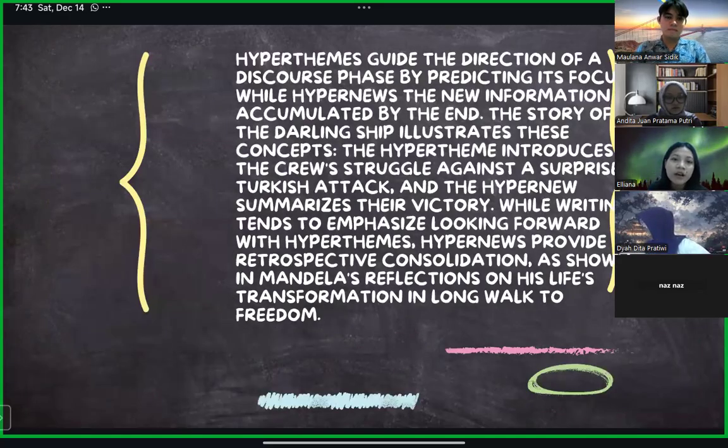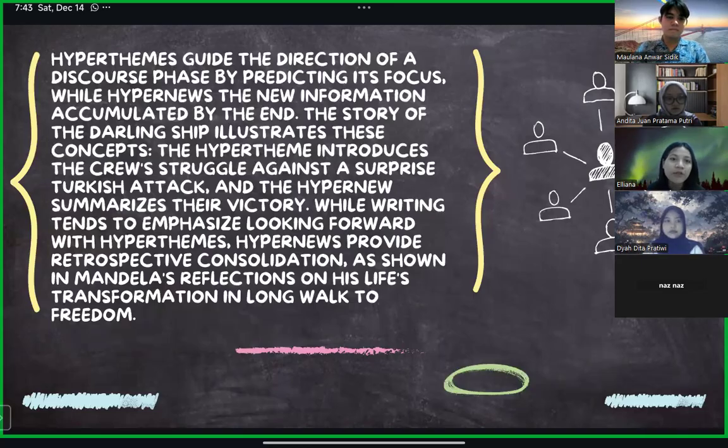Hyperthemes guide the direction of a discourse first by predicting its focus, while hypernews is the new information accumulated by the end. The story of the Darling ship illustrates these concepts. The hyperthemes introduce the crew's struggle against a surprise Turkish attack, and the hypernews summarize their victory, while writing tends to emphasize looking forward with hyperthemes, and then hypernews provide a retrospective consolidation, as shown in Mandela's reflection on his life, transformation in Long Walk to Freedom. Next, please.